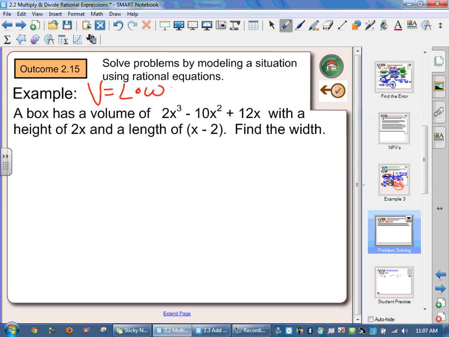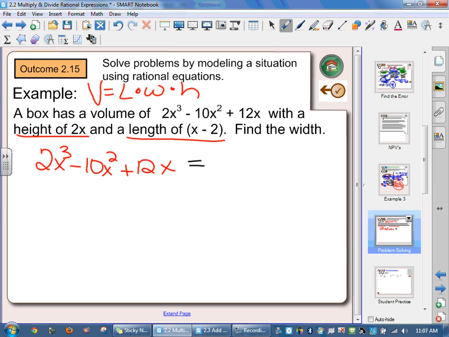So that's the left-hand side of my equation. On the right-hand side, I have a height of 2x and a length of x minus 2. So I've got x minus 2 and a 2x, and then I've got a width. I need to solve for it. I have no idea what it is, but I know something times those other 2 brackets is going to give me all of that on the left.